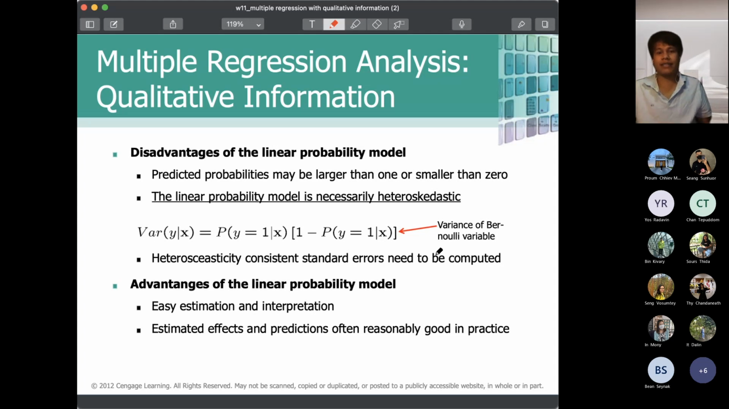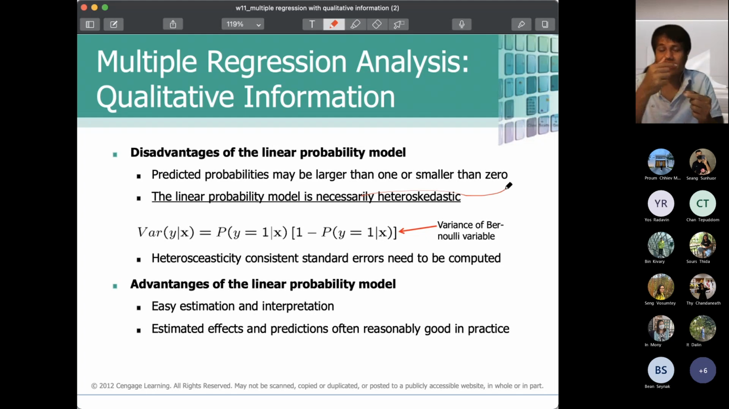Let me say a few words about the disadvantages and advantages of the linear probability model. You see the term linear probability model because the dependent variable is a dummy variable. The disadvantage is that the predicted probability may be larger than 1 or smaller than 0. Our dependent variable is actually 0 or 1, but if you use the equation to predict it, it may be out of range.